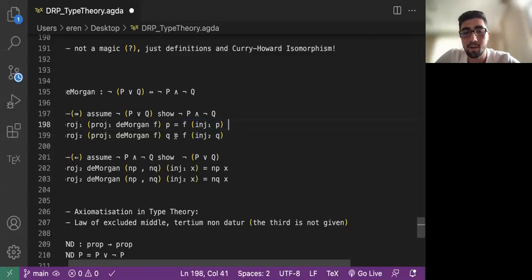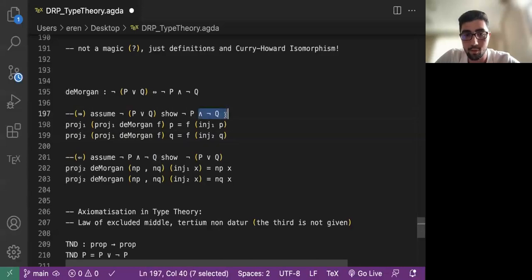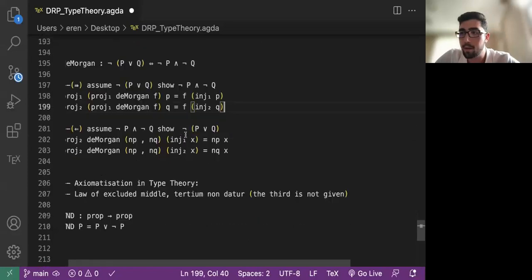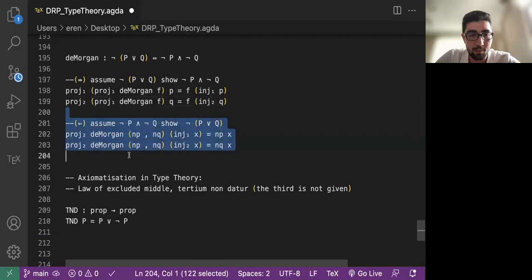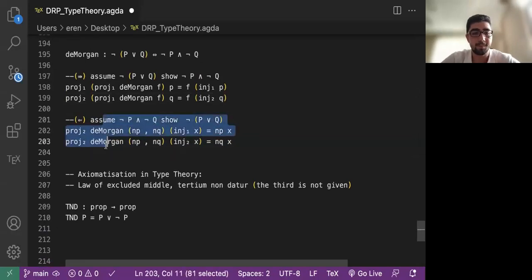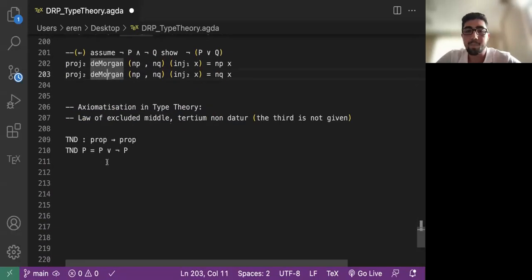And similarly, if I do it for the second part, projection 2 part here of the AND conjunction, I also get F. I have 2 more minutes. I want to talk about something else. Let's skip this part.